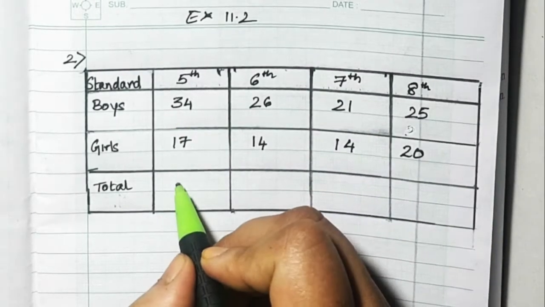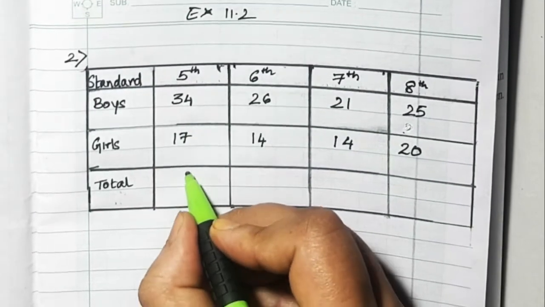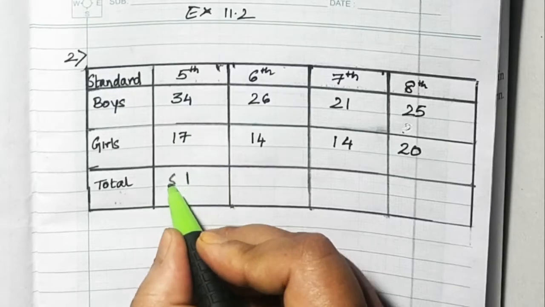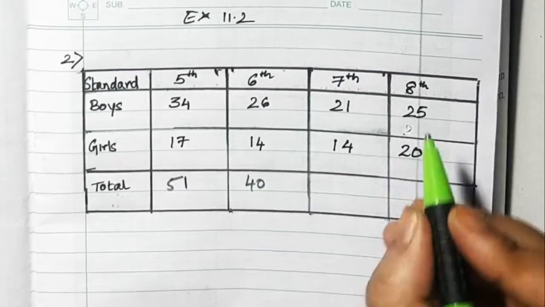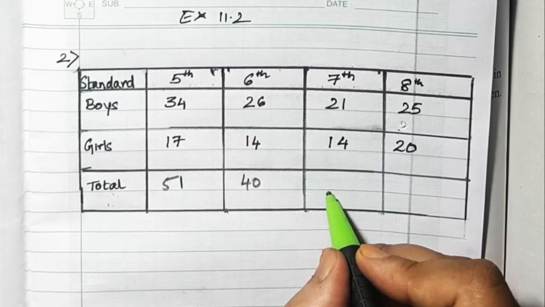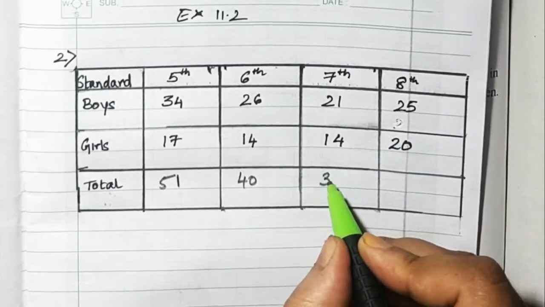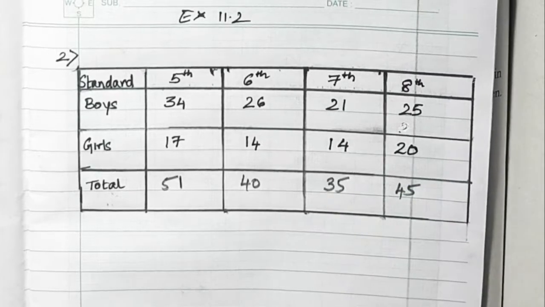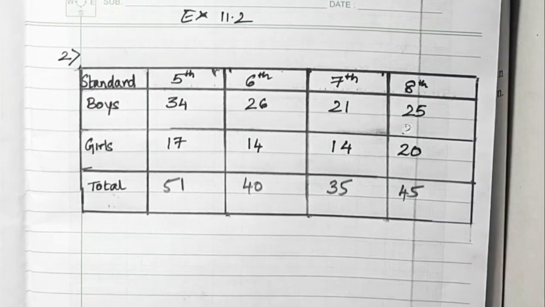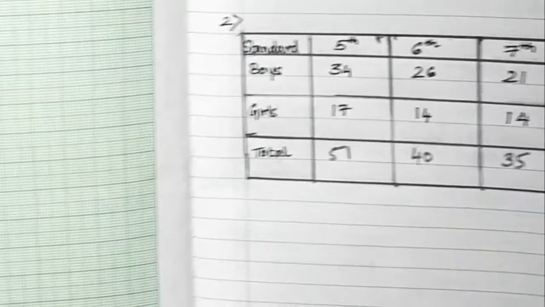So 34 plus 17 is 51. 26 and 14 is 40. 21 and 14 gives us 35. And 25 and 20 gives us 45. So done. Once you get your total, we'll start drawing the bar graph now.